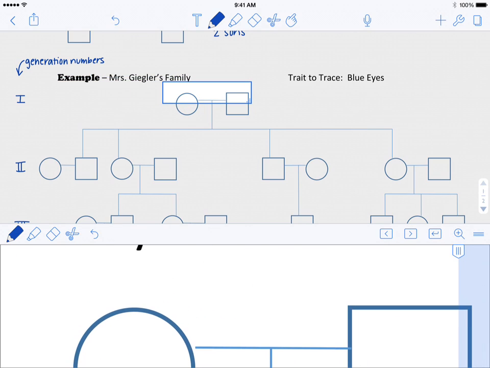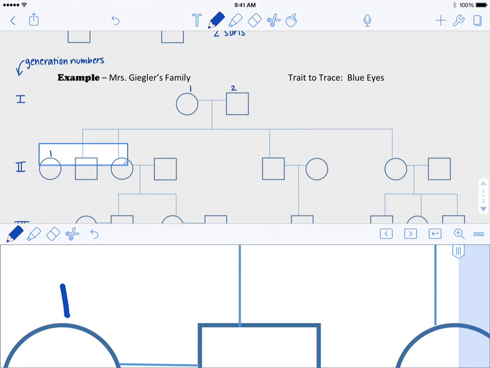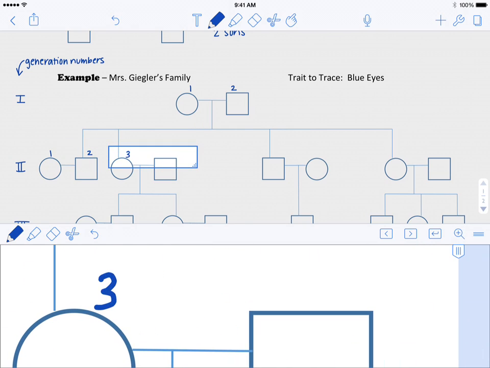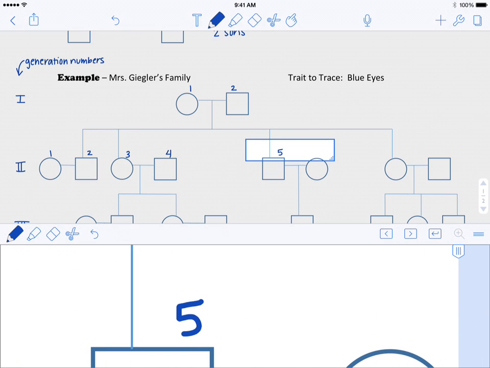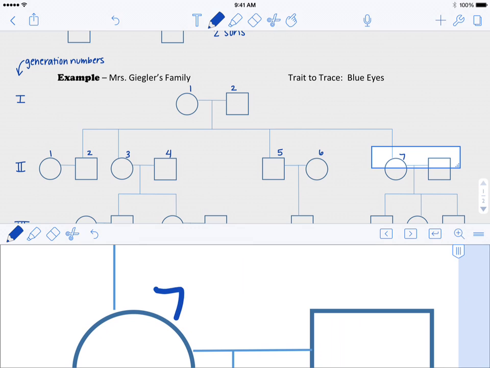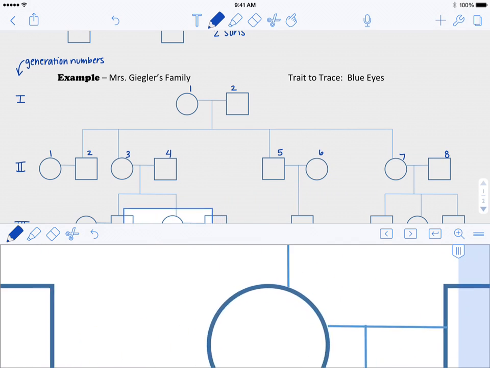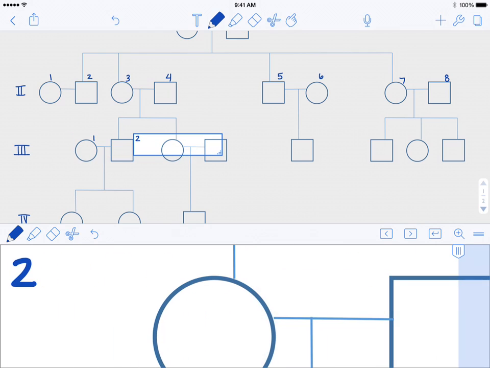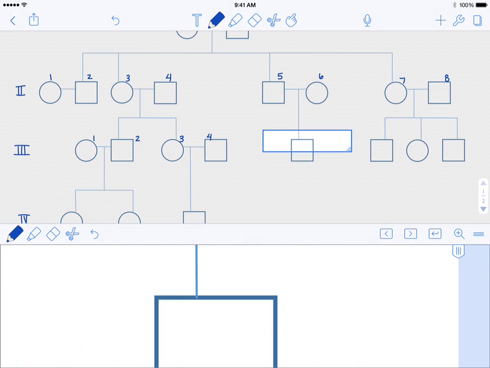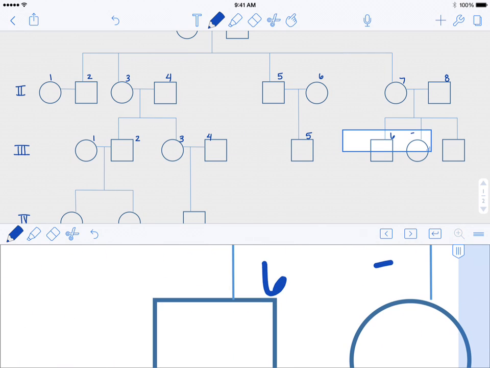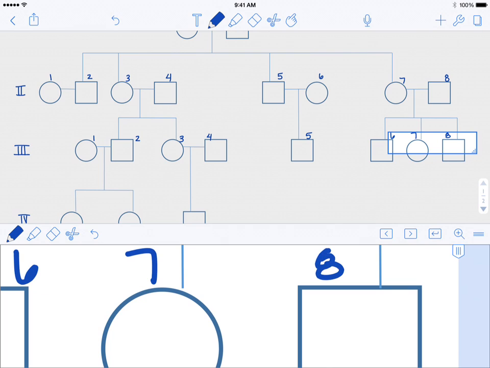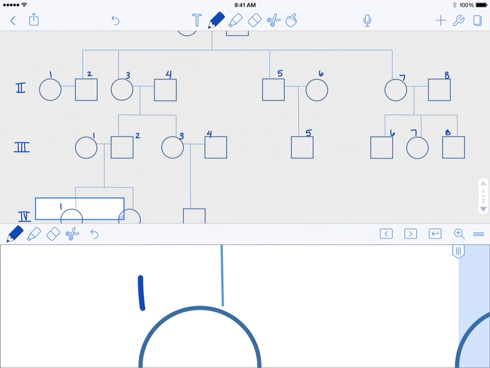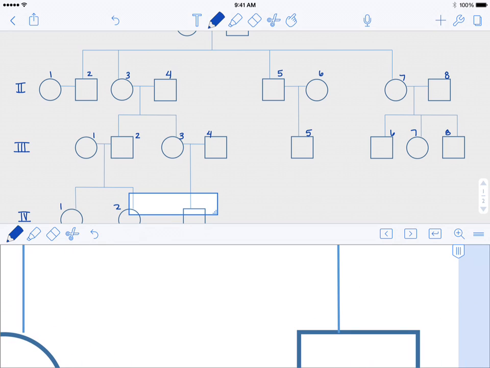Then we can go through and in each generation number the people. In generation 1, we had 2 people, 1 and 2. Then generation 2, we have 8 people. In generation 3, we had 8 people. In generation 4, we had 3 people.